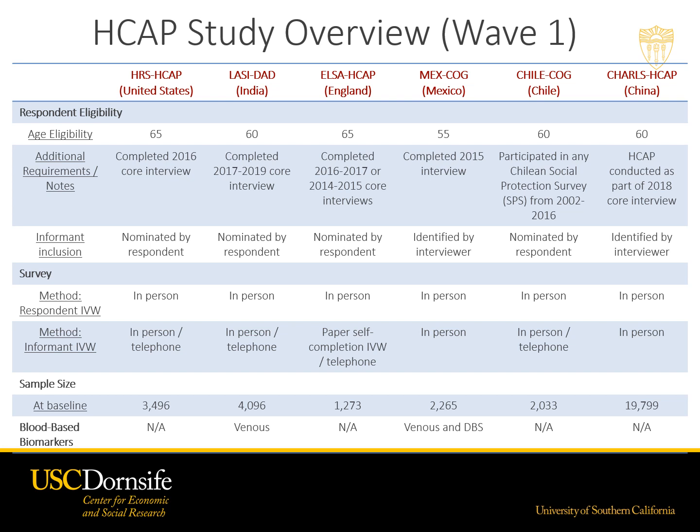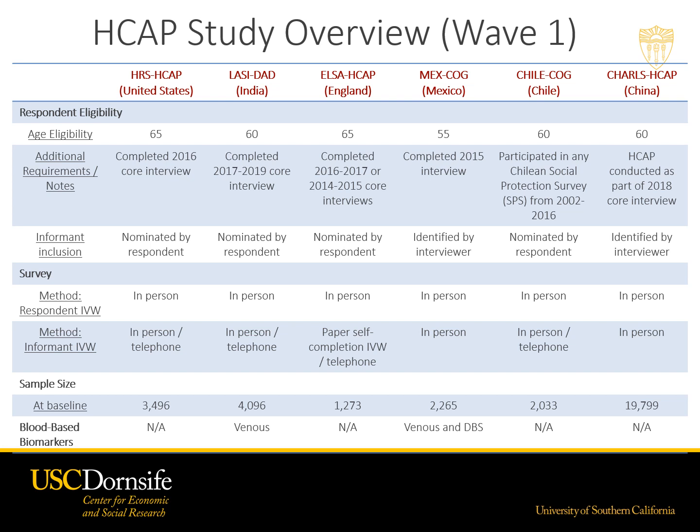Informants were nominated by the respondent in most studies, but in the MHAS MaxCog and the Charles HCAP, they were identified by the interviewer. All respondent interviews were conducted in person face-to-face, while most informant interviews were conducted either in person or by telephone. The ELSA HCAP instead asked informants to complete a paper self-completion interview or a telephone interview. The MHAS MaxCog and the Charles HCAP didn't use telephone interviews, as their protocols asked to find an available person at the time of the interview.